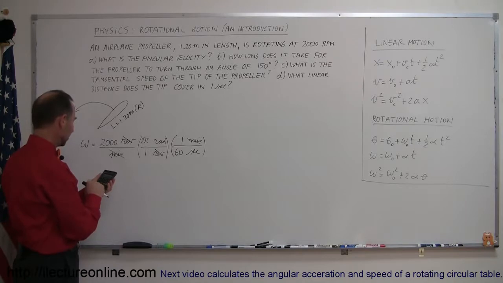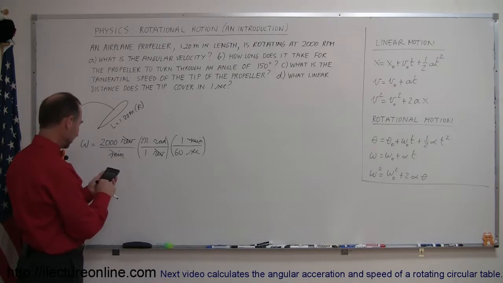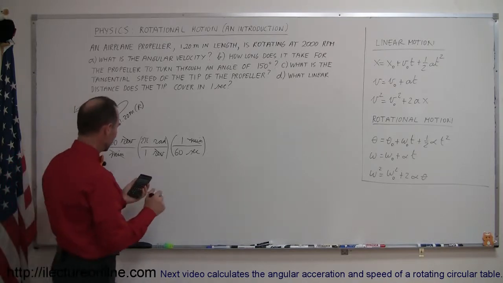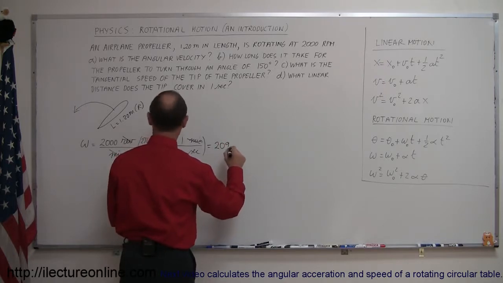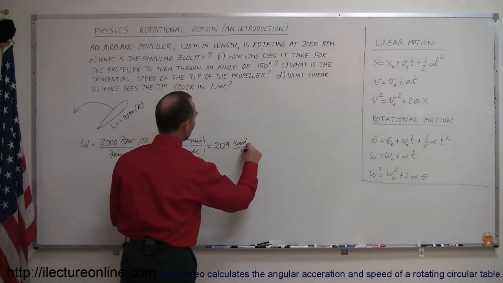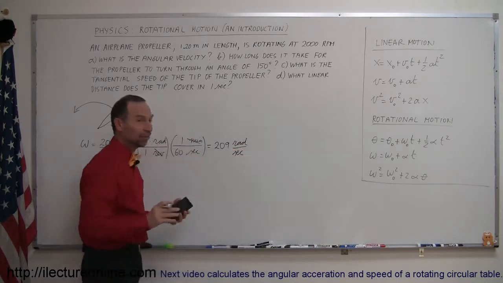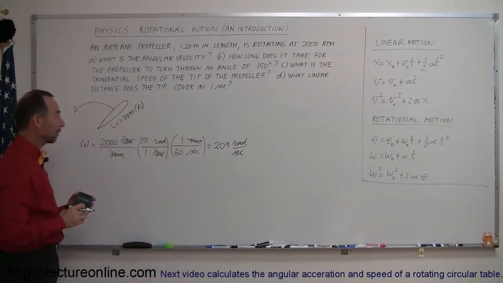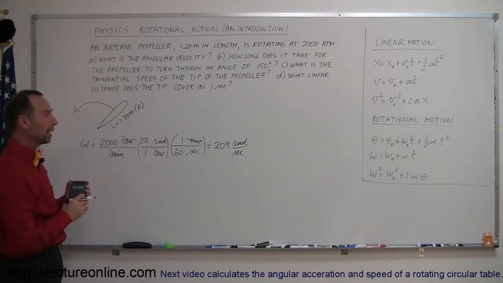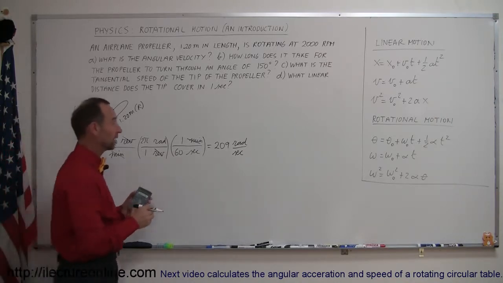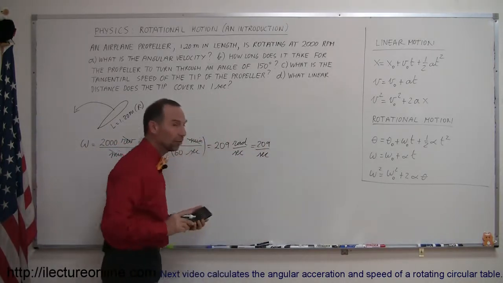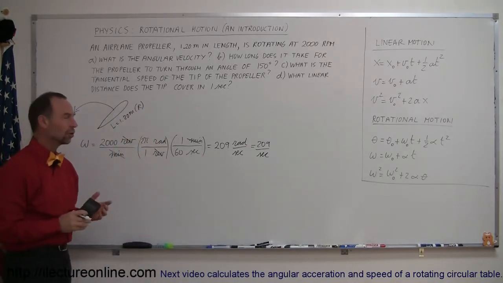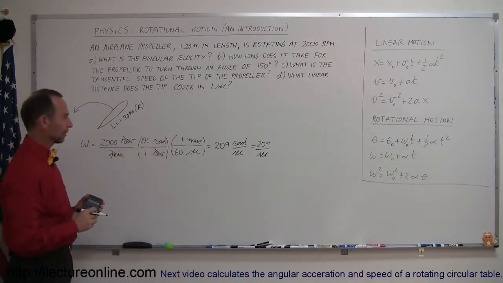So let's grab our calculator, figure out what that is. We have 2,000 times 2 times pi, divided by 60. And that means we have 209, rounded off to the nearest radian, 209 radians per second. Now, radians, being the standard unit for angular velocity, is one of those units you don't really need to mention. You can actually say that this is equal to 209 per second. You don't have to write radians, but for clarity, I usually do. So either answer is correct.